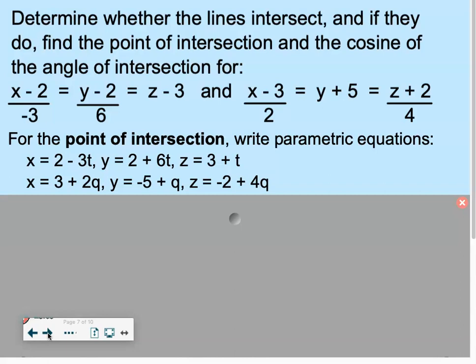Now, in order for them to intersect, x does have to equal x, y has to equal y, and z has to equal z. And you end up with a lovely system of 3 equations and only 2 unknowns. So technically, you can just do 2 of these, but see what happens.